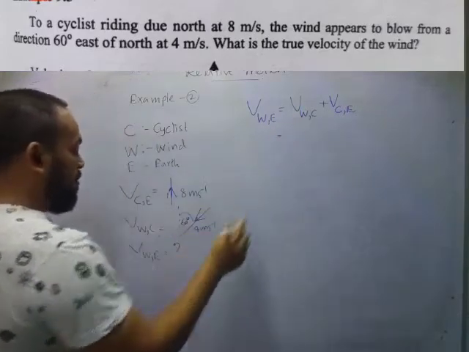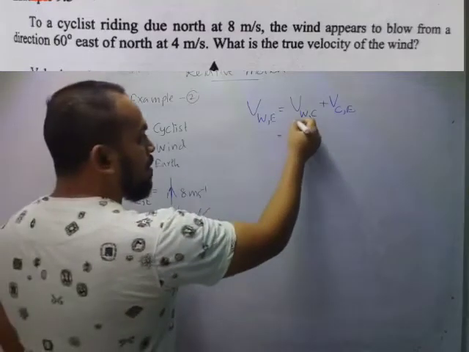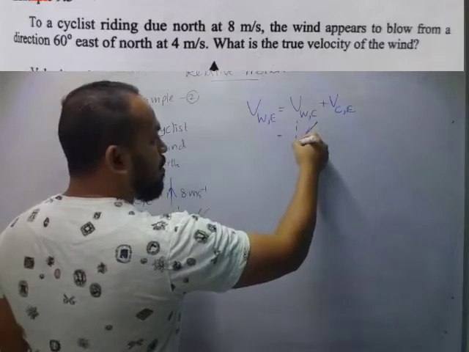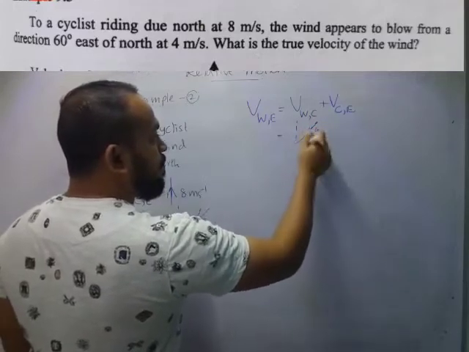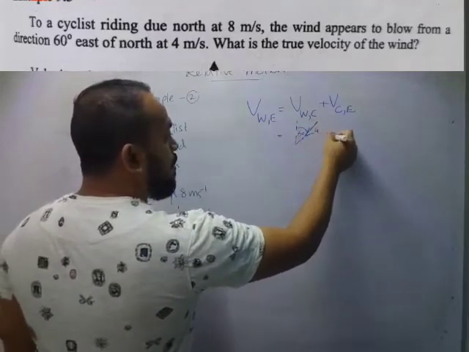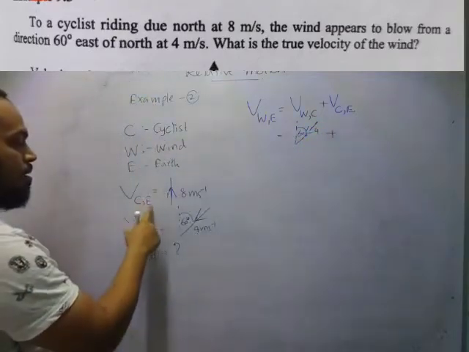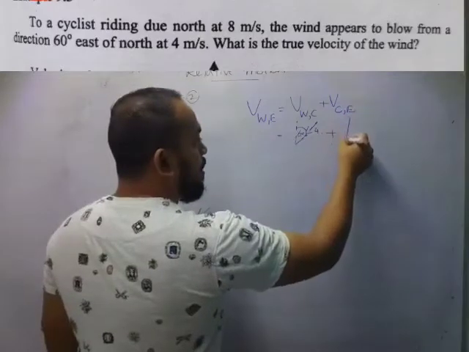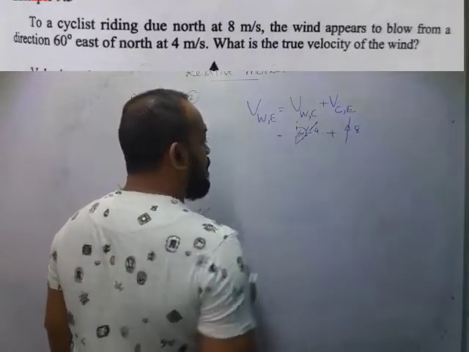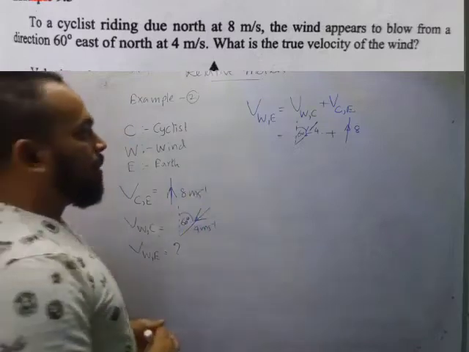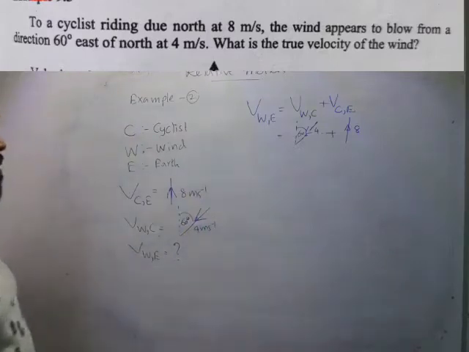Velocity of wind relative to cyclist is this, 60 degrees, in this direction. Then the cyclist, 8 meters per second, upward 8. Right. Now we need to find this one. Now we can do this in two or three ways.